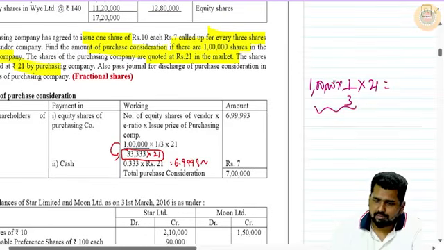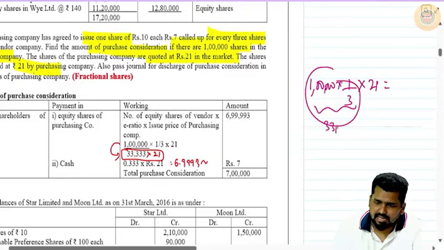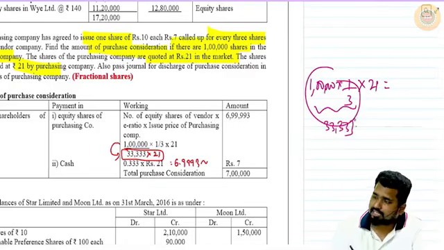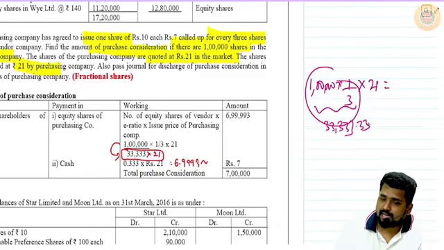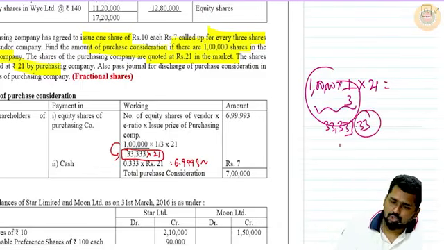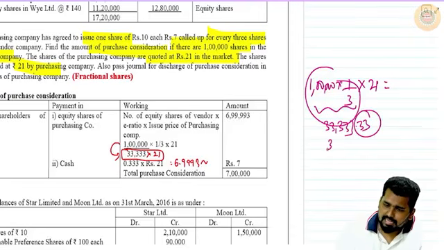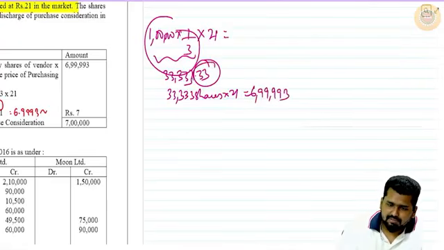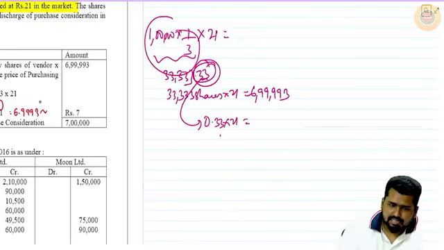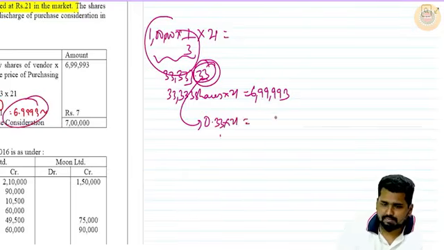So, 1 lakh shares into 1 by 3, how many shares do you get? 33,333.33. Can we issue shares in fractions? No. So for 33,333 shares, issued at 21, you get 6,99,993. For the fraction, into 21, you get about 6.99, which is rounded to 7.